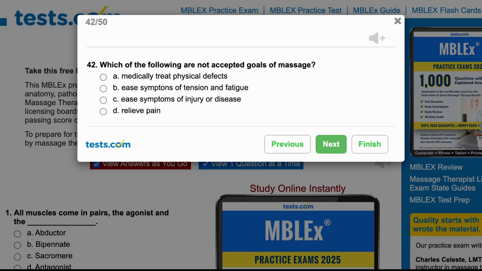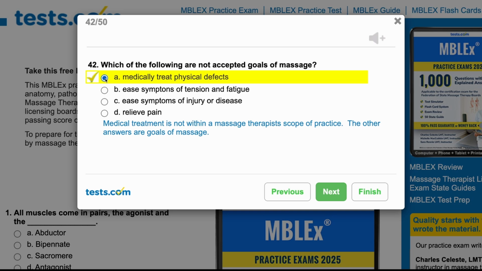Question 42. Which of the following are not accepted goals of massage? A. Medically treat physical defects. B. Ease symptoms of tension and fatigue. C. Ease symptoms of injury or disease. D. Relieve pain.